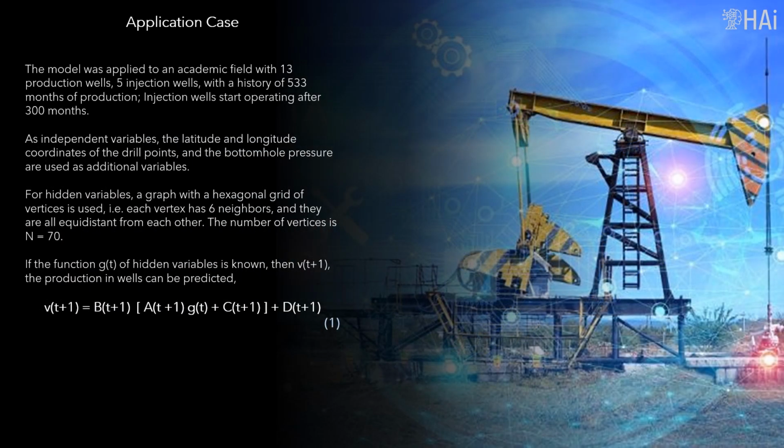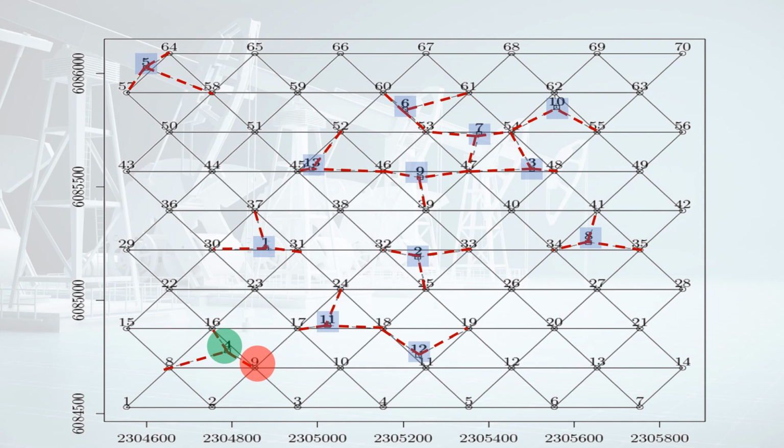The model was applied to a field with 13 production wells and 5 injection wells, with a history of 533 months of production. Injection wells start operating after 300 months. As independent variables, the latitude and longitude coordinates of the drill points are used, and the bottom hole pressure is used as an additional variable. If the function GT of hidden variables is known, then VT+1, the production in wells, can be predicted using equation 1. For hidden variables, a graph with a hexagonal grid of vertices is used, i.e., each vertex has 6 neighbors, and they are all equidistant from each other. The number of vertices is n equals 70.